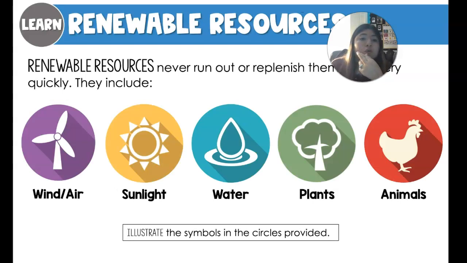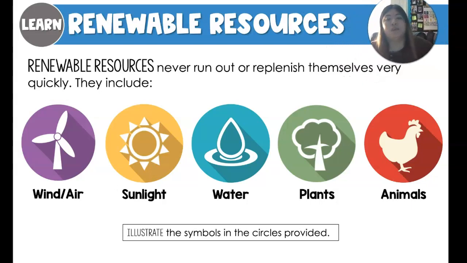All right, so renewable resources. Renewable resources never run out or replenish themselves very quickly. These include wind, air, sunlight, water, plants, and animals. So renewable resources never run out because they make themselves, like animals.